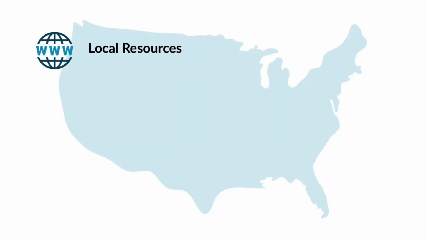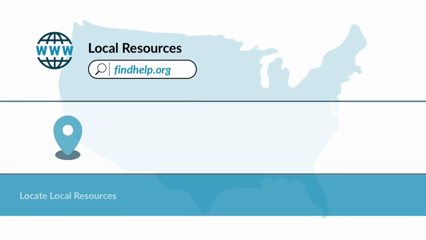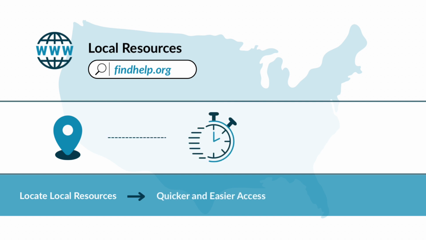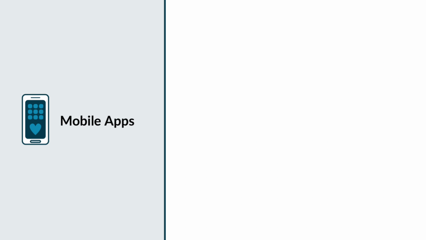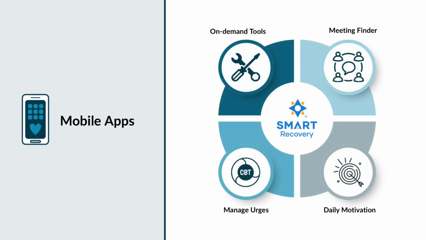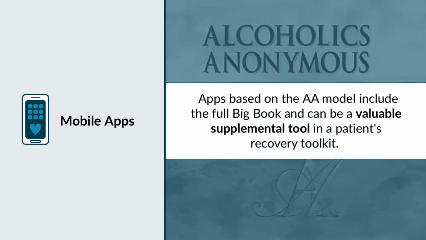Using websites like findhelp.org makes it easier to locate local resources by simply entering in a zip code. This makes access quicker and easier for both providers and patients, which increases the likelihood of follow-through. There are also mobile apps that support recovery as well. The SMART Recovery app offers tools, meeting locations, and CBT-based strategies to help manage cravings. Apps based on the AA model include the full Big Book and can be a valuable supplemental tool in a patient's recovery toolkit.